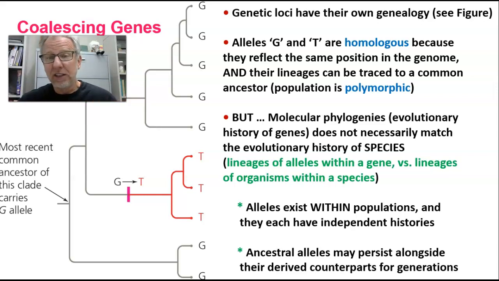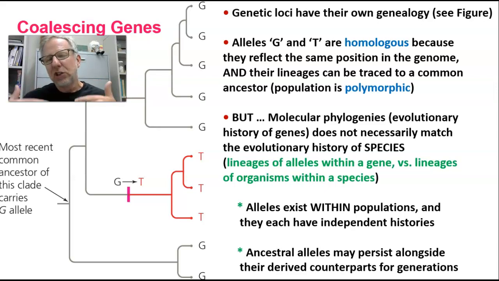There are lineages of alleles within a gene, and we can trace those, just like in this diagram. We're looking at this lineage of this allele going from G to T, but there are also lineages of organisms within species. There are different kinds of lineages. These alleles, remember, exist within populations, and they each have their own independent history. We can trace and track the history of each one of the alleles in a population. That's a huge endeavor, of course.